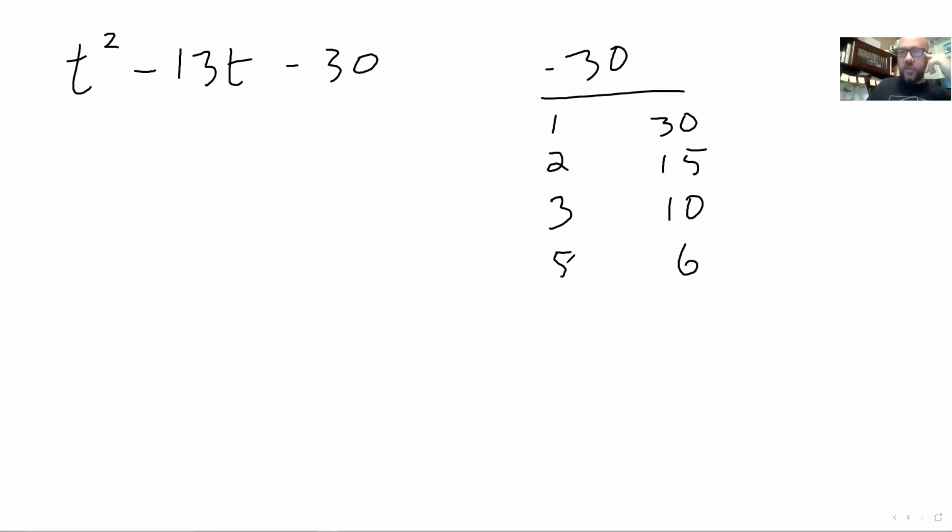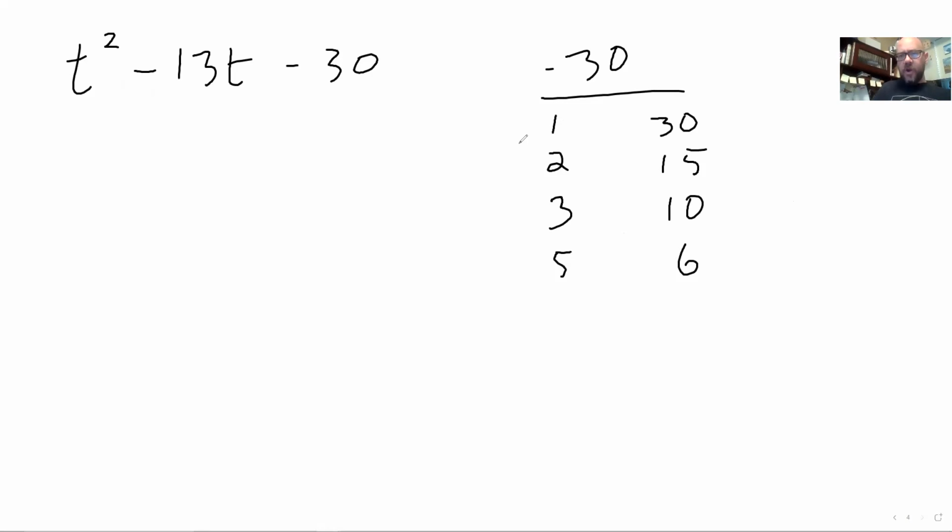So as soon as the next number you would check to see if it goes in is already in your list, then your list is finished. So this is all of the things that I can multiply out to be 30. Now I need negative 30, so I need something where one of them is negative, and I need them to add up to be negative 13.